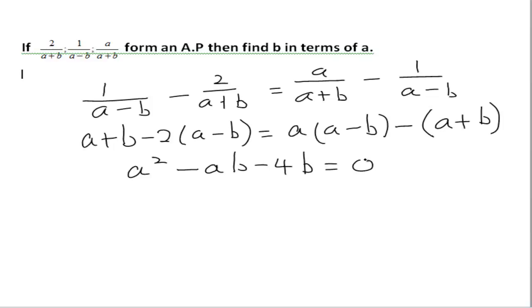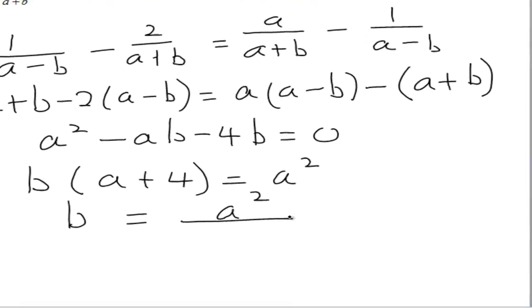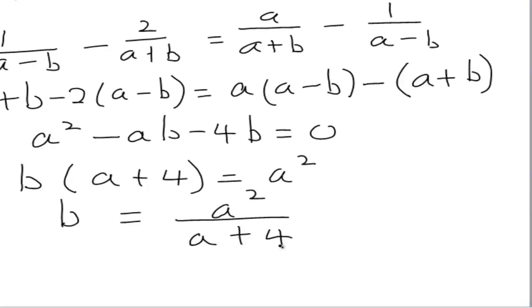And then you've got to make b the subject of the formula, and then you've got b into a plus 4 is equal to a squared, and then you got b is equal to a squared divided by a plus 4.